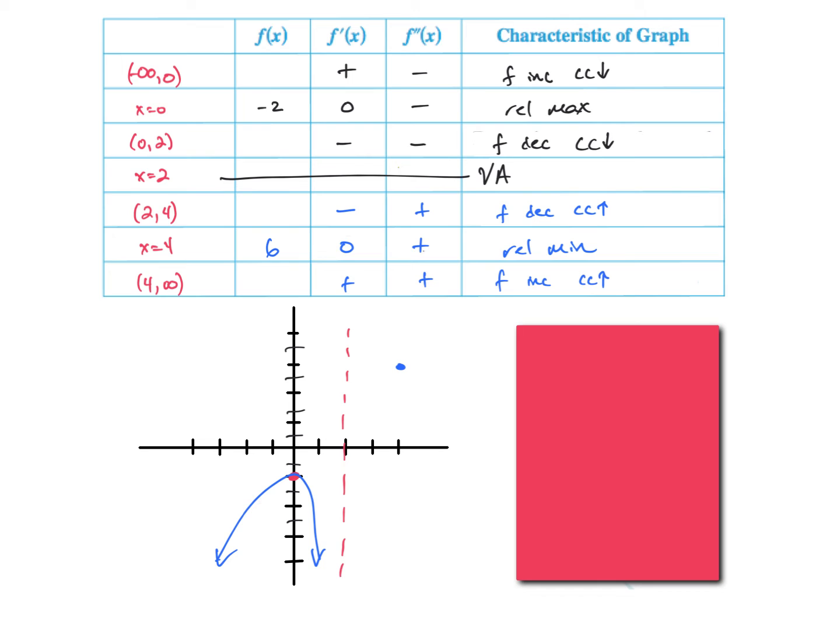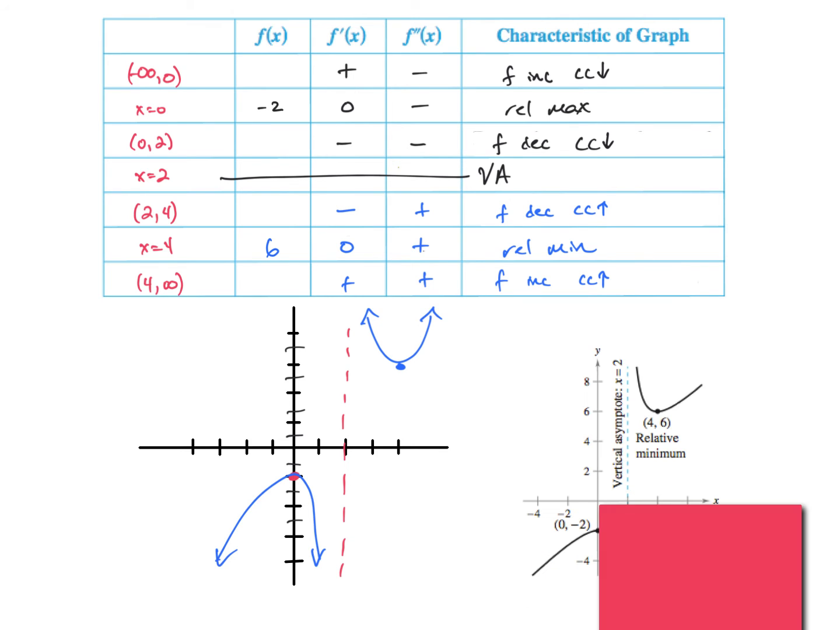All right, so at 4, we're at 6. And on the interval 2 to 4, I'm decreasing and concave up. And then I'm increasing from 4 to infinity and concave up. So it should look like that. All right, you see how useful your hand is right now? All right, so we're like something like that. Pretty good? All right, let's see how we did. We did excellent. All right, pretty good? All right, let's do another one.